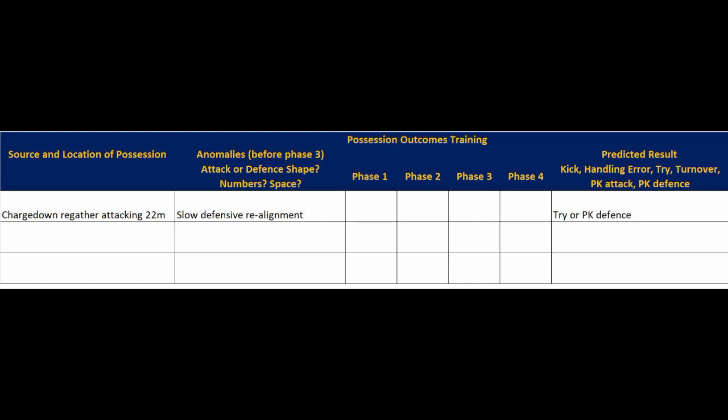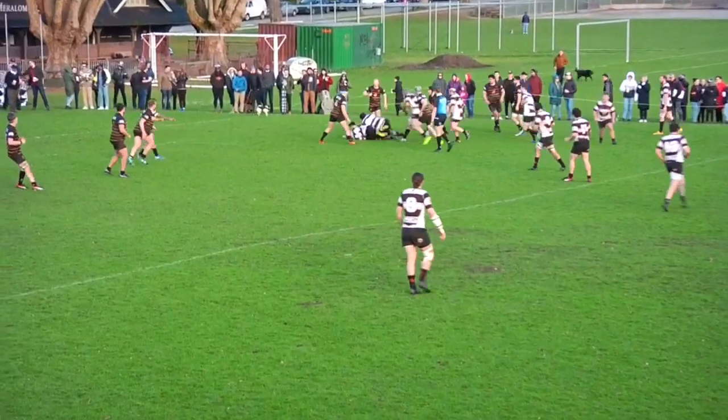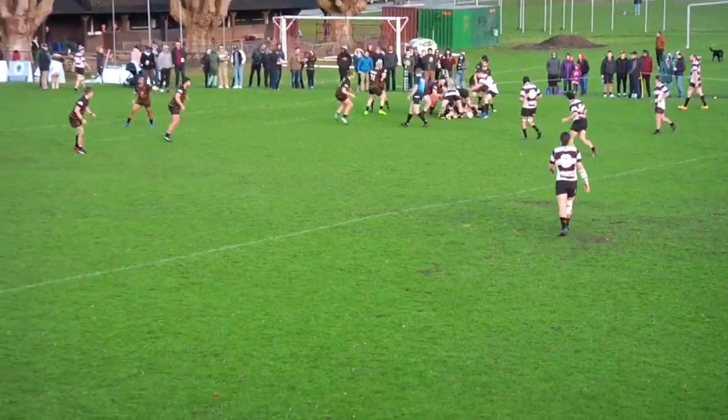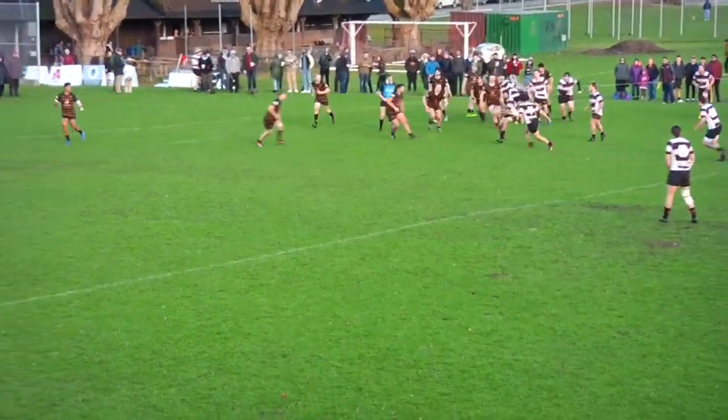Source of possession is indicated as a charge down regather in the attacking 22. Understandably, the anomaly is a slow defensive realignment, and our predicted result can be immediately indicated as a try or a penalty against the defense without even going through the phases. Straight away, we see the defense is immediately under pressure.